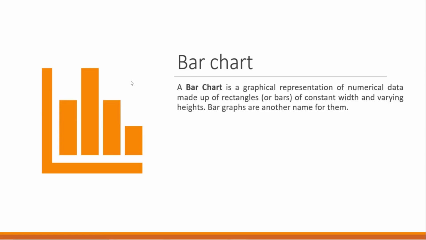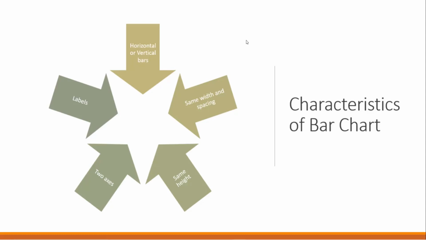A bar chart is a graphical representation of numerical data made up of rectangles, or we can say bars, of a constant width and varying heights. Bar graphs are another name for them. And there are a few characteristics that distinguish a bar chart from other types of graphs. So let's discuss them. The first characteristic is that in a bar chart, rectangular bars can be drawn horizontal or vertical. Another is that horizontal or vertical rectangular bars in the bar chart should have the same width and the spacing between them.